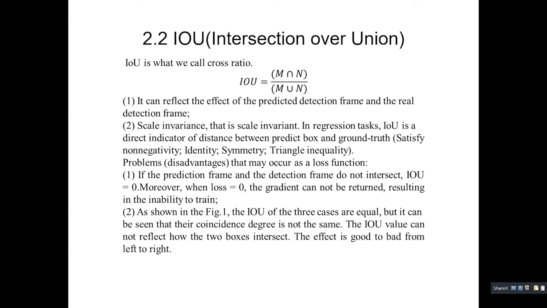IOU, intersection over union. IOU is what we call the cross ratio. It can reflect the effect of the predicted detection frame and the real detection frame. Second, scale invariance, that is, it is scale invariant in regression tasks. IOU is a direct indicator of the distance between predicted boxes and ground truth.